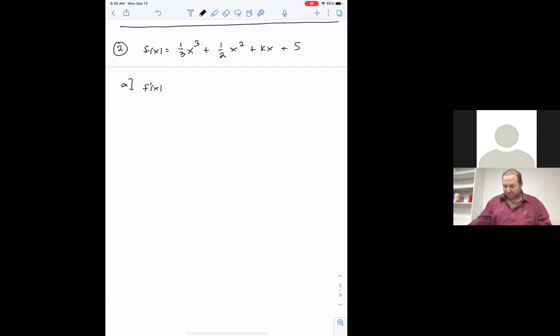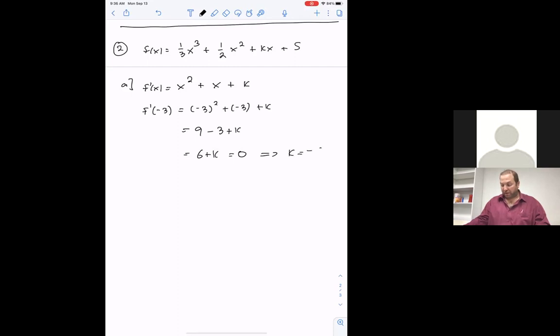So f prime of x, if I take the derivative, the 3 comes down and cancels the 1/3, drops by 1, so x squared. The 2 comes down, cancels the 1/2, drops by 1, plus x. kx plus 5 is linear, so I just get plus k. And I know that f prime of negative 3, which is negative 3 squared plus negative 3 plus k, or 9 minus 3 plus k, or 6 plus k, must be 0, telling me that k is equal to negative 6.